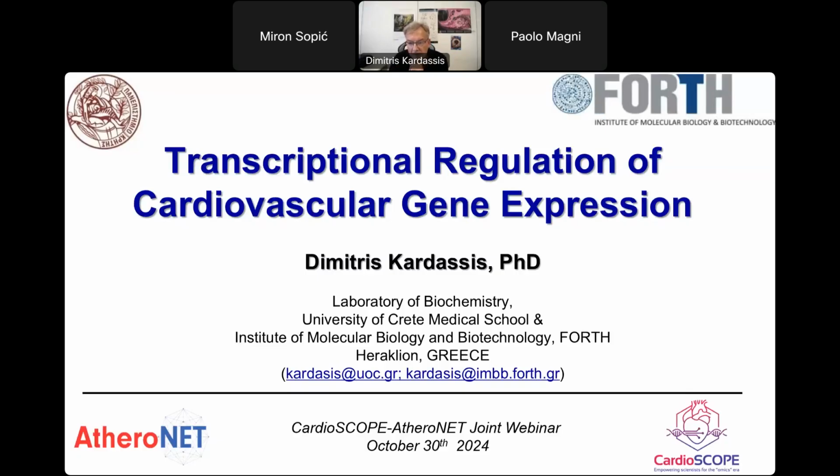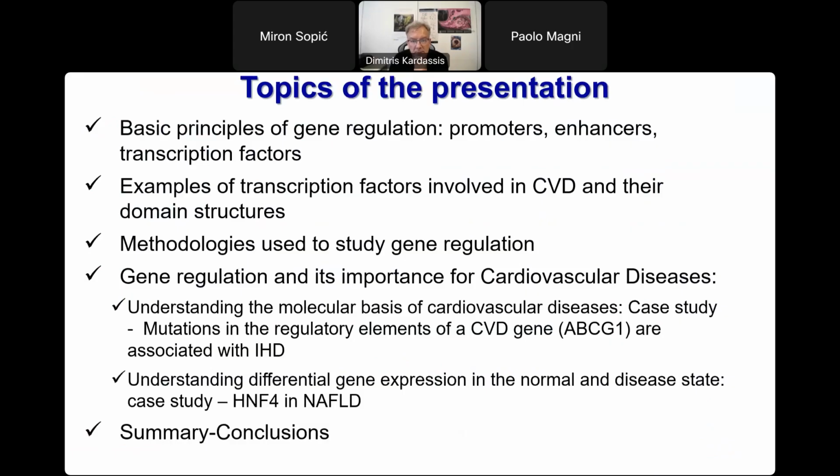of Cardiovascular Gene Expression. The topics of my presentation will start with basic principles of gene regulation, promoters, enhancers, and transcription factors. Then we'll see some examples of transcription factors which are involved in cardiovascular diseases and their domain structures. Then we'll discuss some methodologies used to study gene regulation. And then we'll discuss two examples, which will give us a good idea of why gene regulation is important to understand diseases and cardiovascular disease specifically.